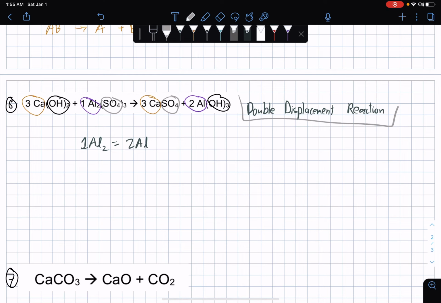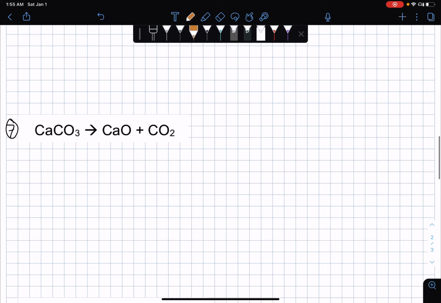Okay, let's move on to number 7. It's pretty obvious now. We have a product and 2 reactants, AB, then A plus B. You know the drill. This is a decomposition reaction.